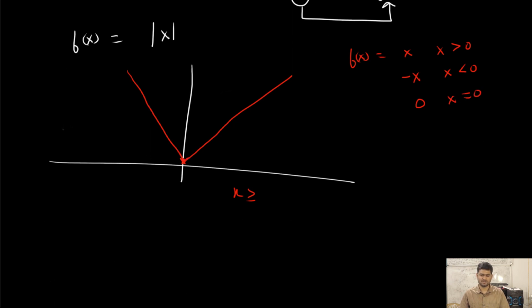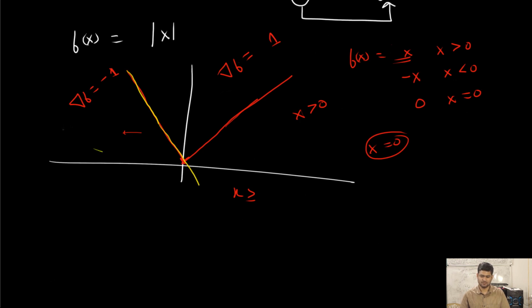Now, this function is not differentiable at point x equal to 0. For x greater than 0, the subgradient is equal to the gradient of the function, which is equal to 1. For x less than 0, the subgradient is equal to the gradient of the function, which is equal to negative 1. At x equal to 0, there are an infinite number of subgradients. For example, this is one of the subgradients. All these are valid subgradients.